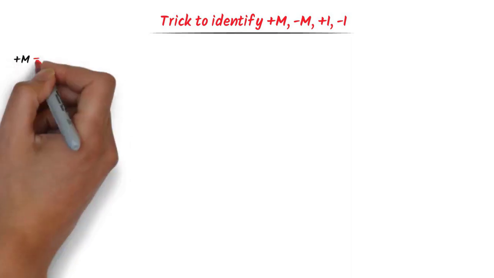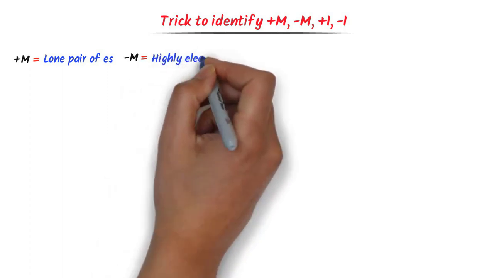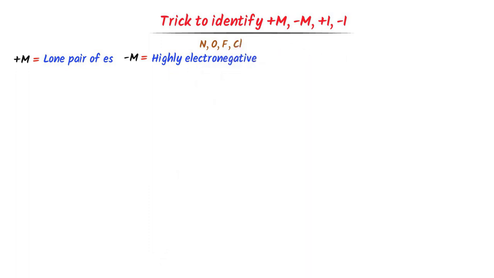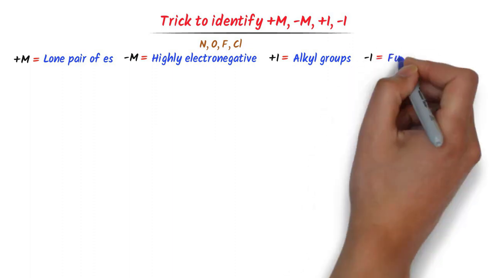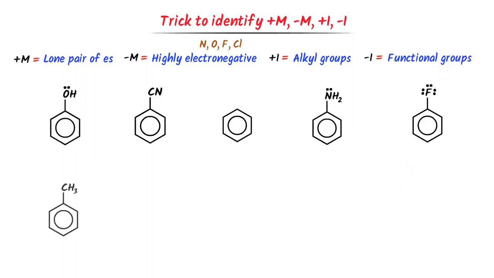effect in any compound. Well, positive M effect shows those organic compounds which have lone pair of electrons, while negative M effect shows those organic compounds which have highly electronegative atoms like nitrogen, oxygen, fluorine, chlorine, etc. On the other hand, positive I effect shows those organic compounds which have alkyl groups, while negative I effect shows those organic compounds which have functional groups. For example, consider these organic compounds.